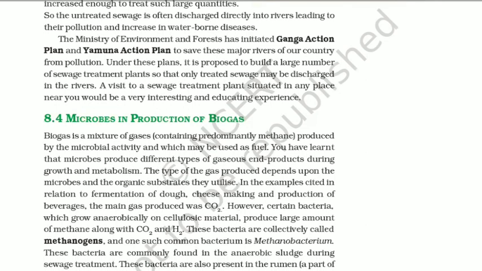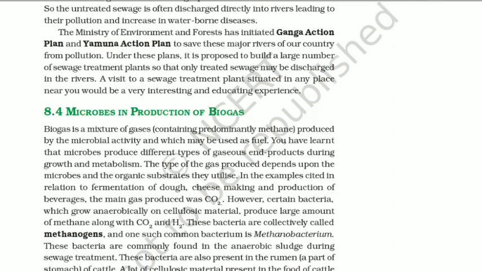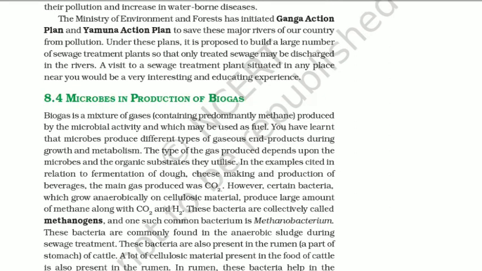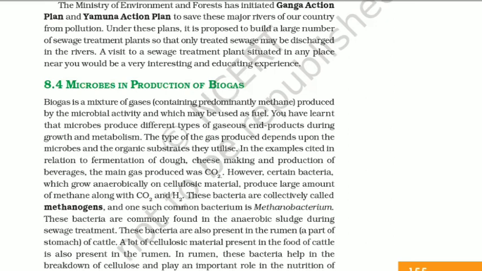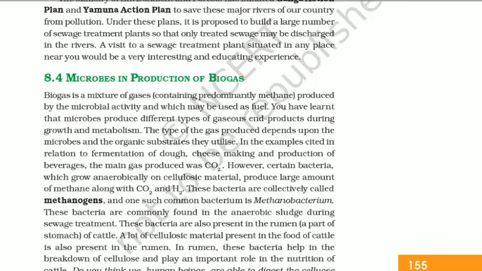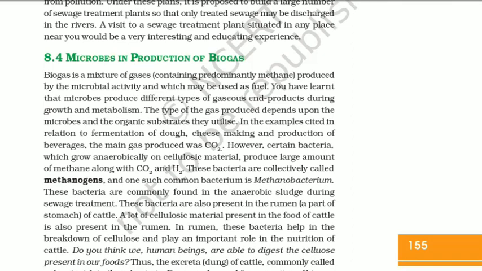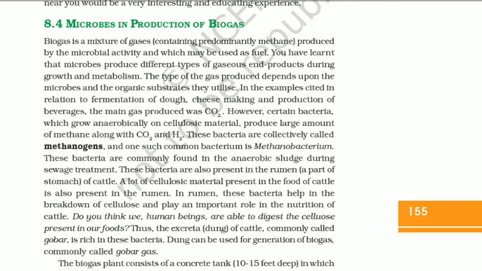The Ministry of Environment and Forest has initiated the Ganga Action Plan and Yamuna Action Plan to save these major rivers of our country from pollution. Under these plans, it is proposed to build a large number of sewage treatment plants so that only treated sewage may be discharged into the rivers. A visit to sewage treatment plants situated in any place near you would be a very interesting and educating experience.